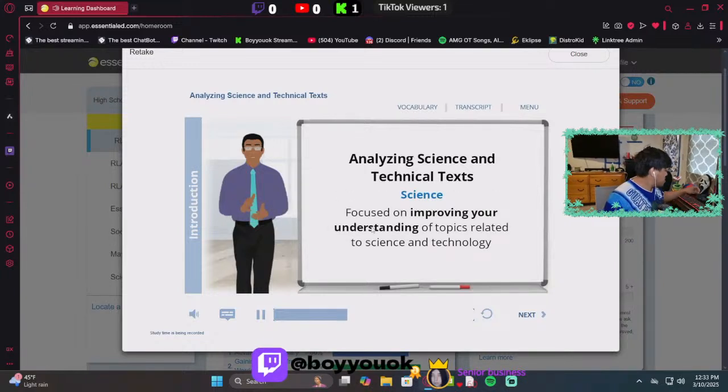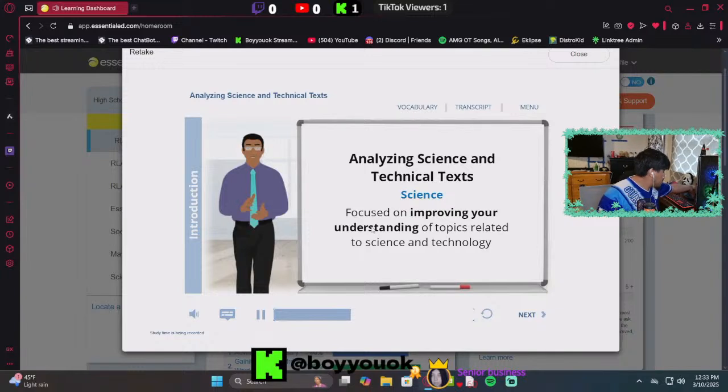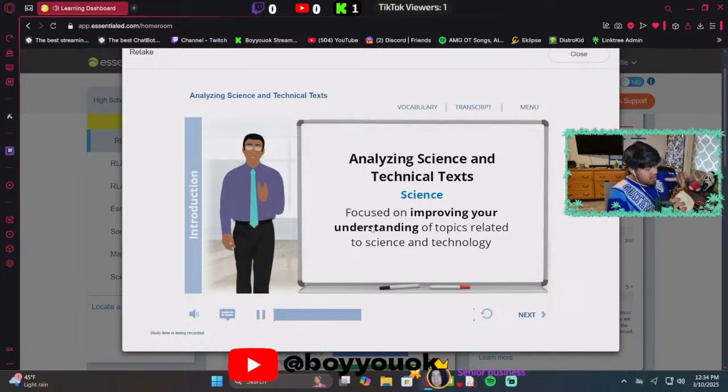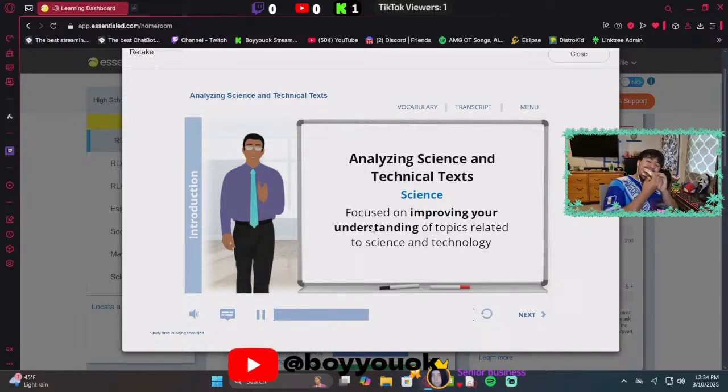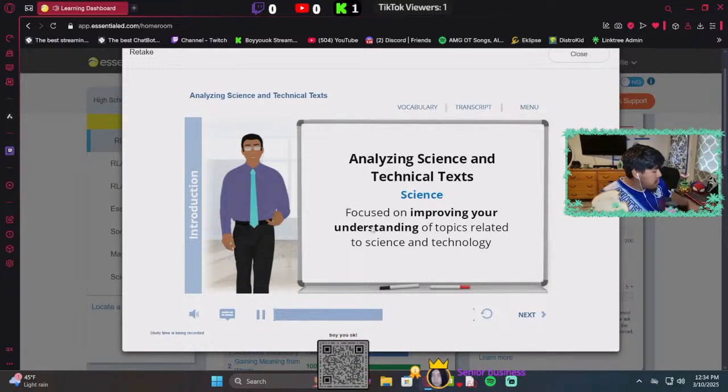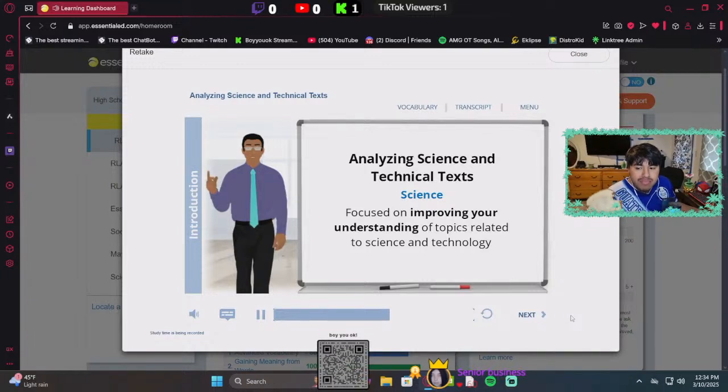A science text is specifically focused on improving your understanding of topics related to science and technology. So, you might read about how glaciers move, why eclipses happen, or how photosynthesis works. Science texts try to enrich your understanding of the scientific world, but they don't necessarily expect you to do anything with that knowledge. With science texts, knowledge is its own reward.